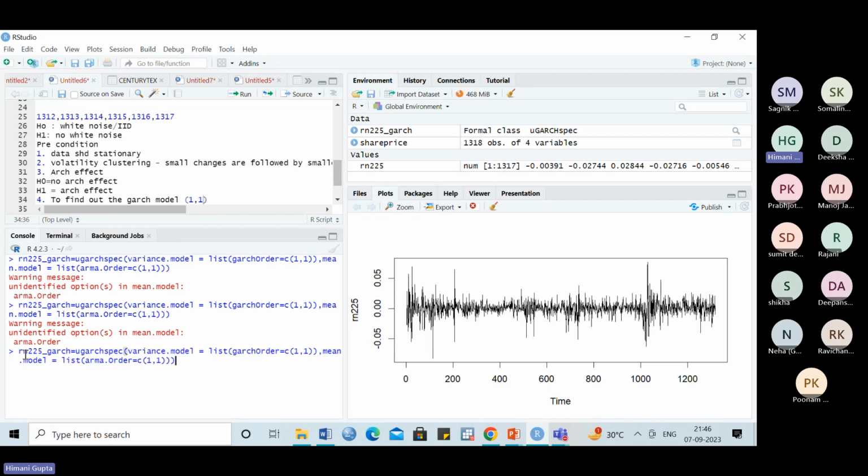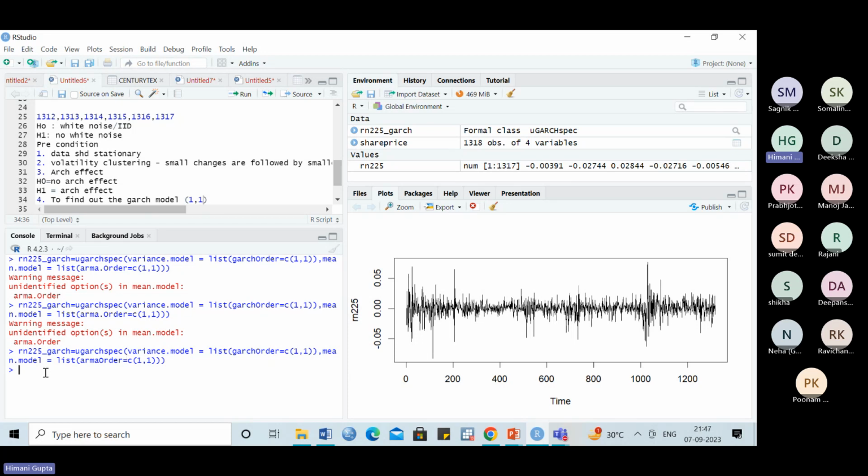Okay, I got the mistake. I have put a dot over here. It should not be a dot. Now, done? Done till here? Now, I have stored the command in Rn2to5.